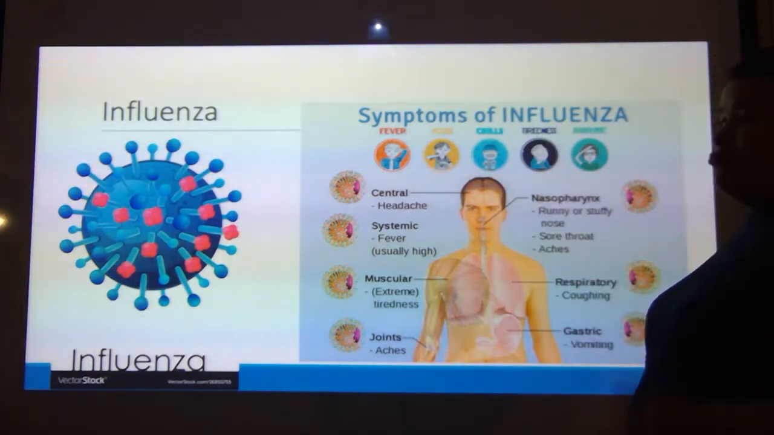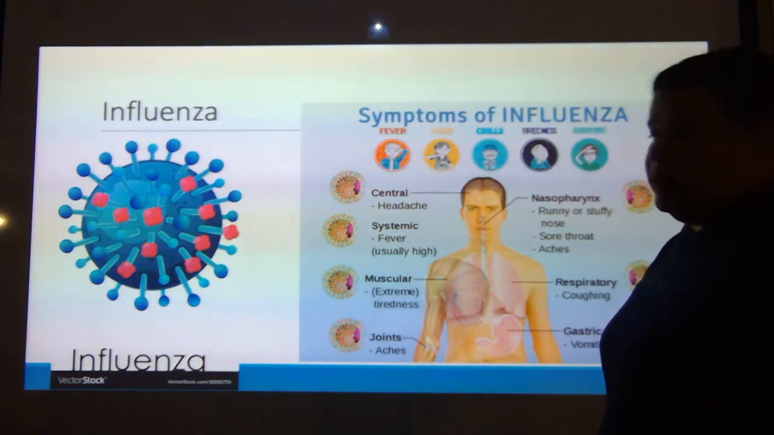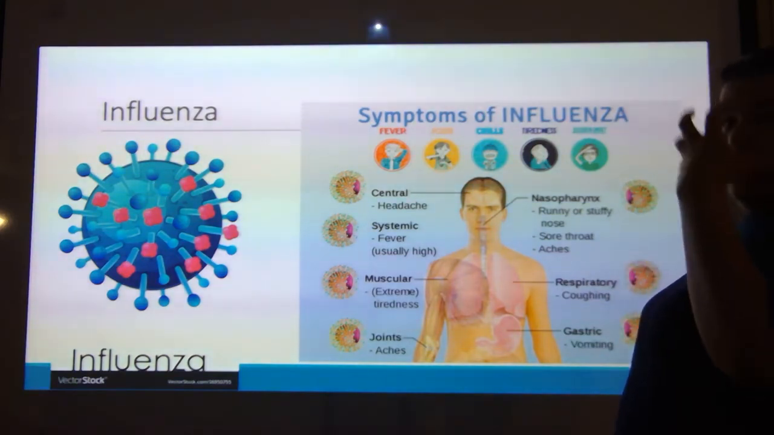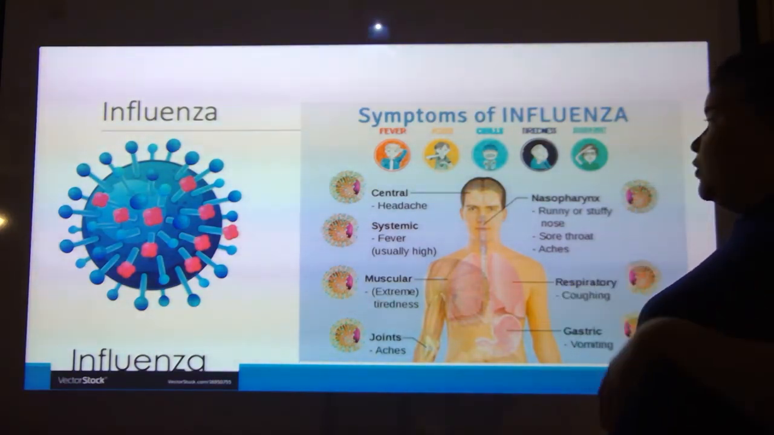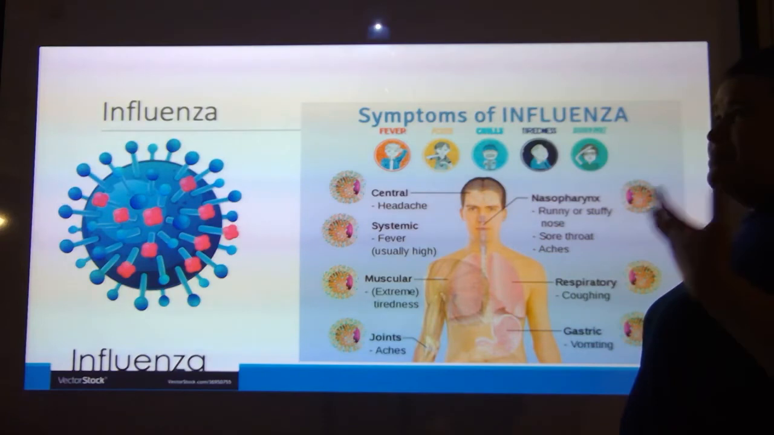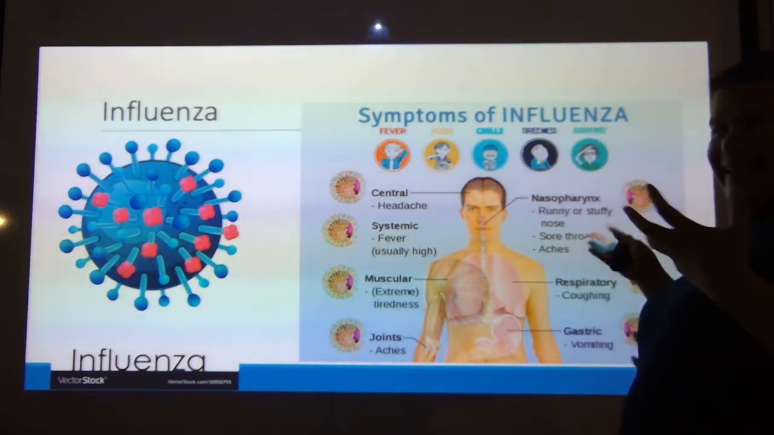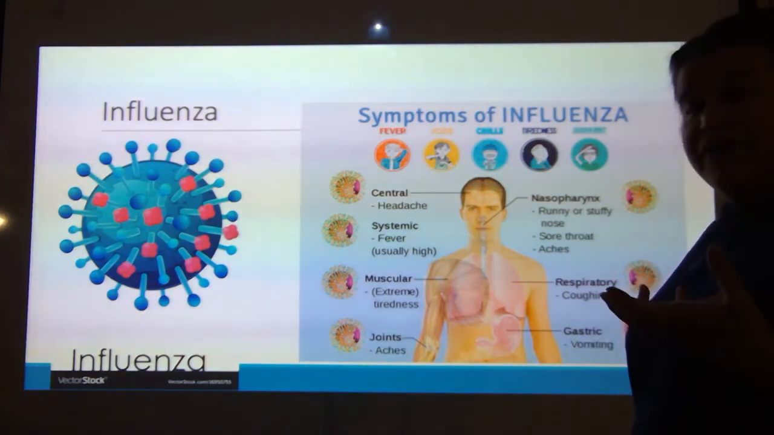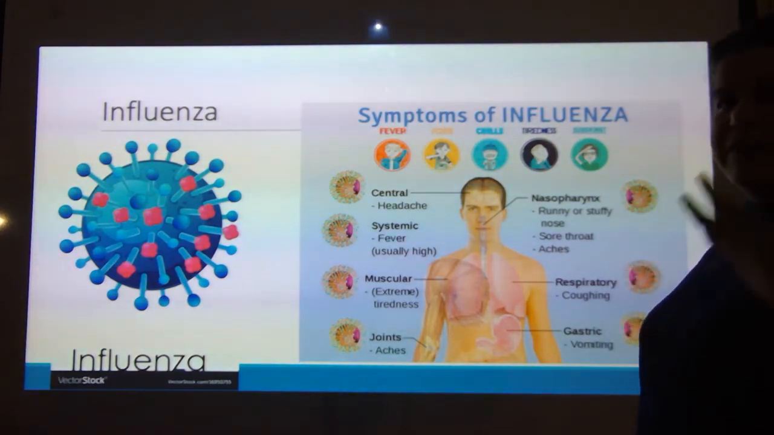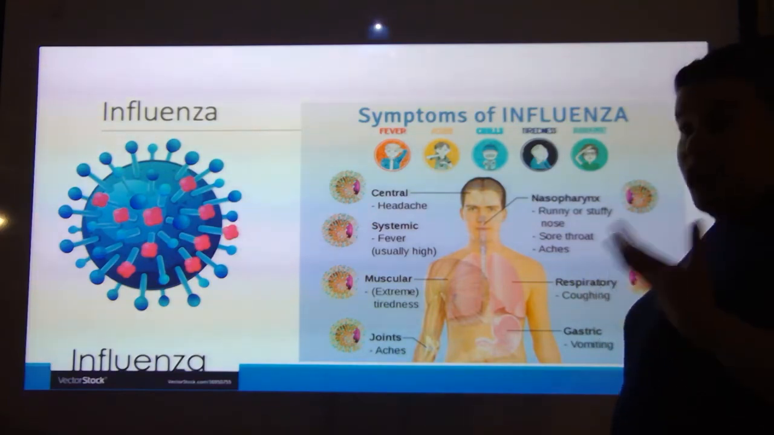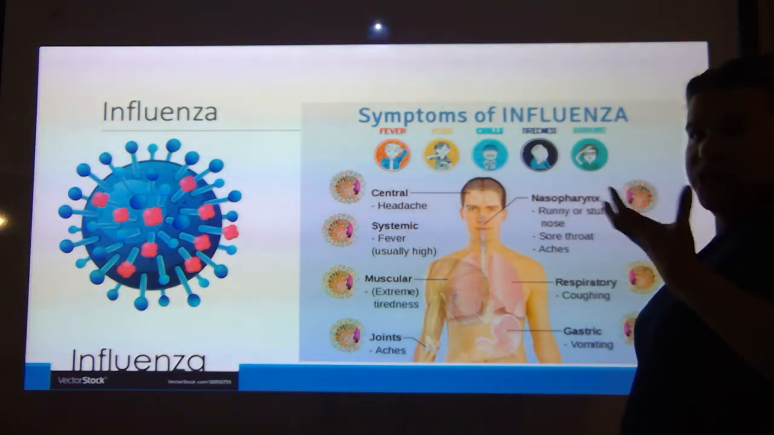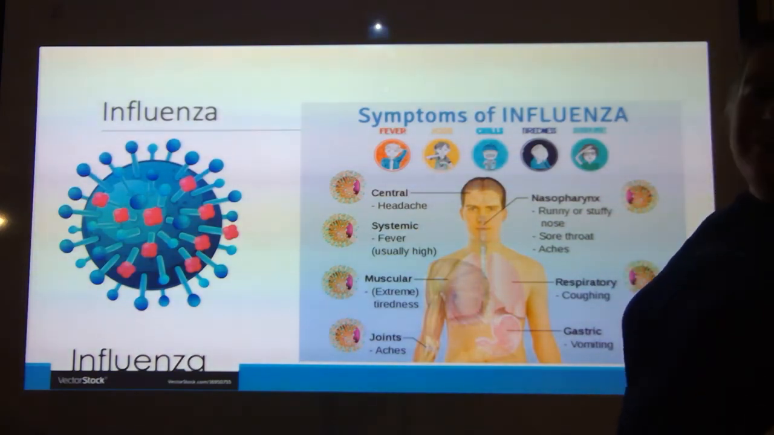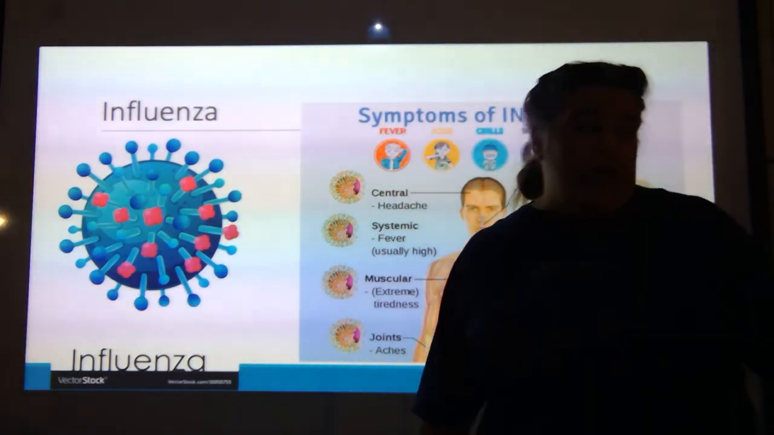Muscular-wise, there's extreme tiredness. We don't feel good. The joints ache. With your nasopharynx, your throat, and your nose, you get a runny and stuffy nose, sometimes a sore throat. Again, it can ache. Respiratory-wise, you get coughing, but again, it's not a productive cough. It's a very dry cough. You cough, but there's no mucus or any phlegm or any wetness to that cough. Gastric-wise, you may end up feeling nauseous, so you vomit.